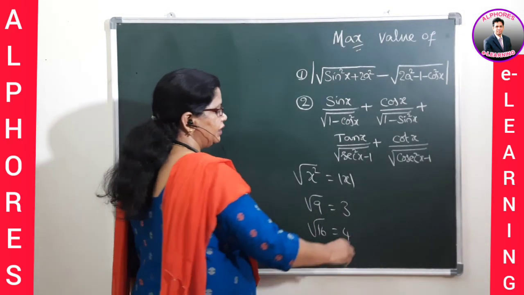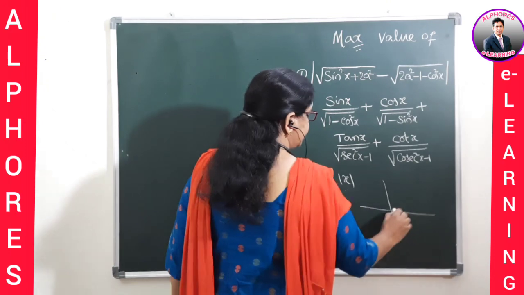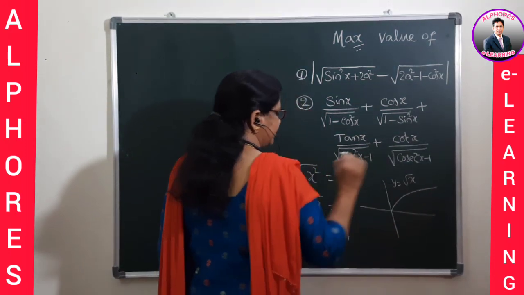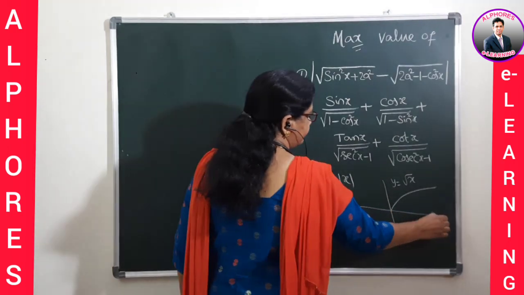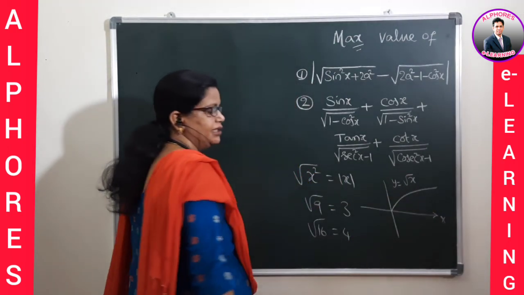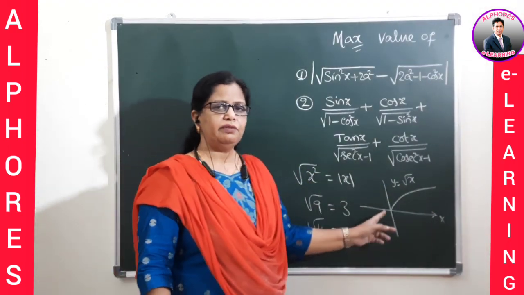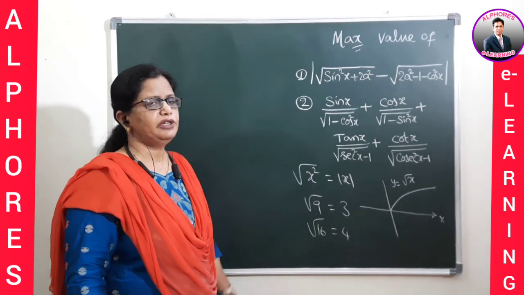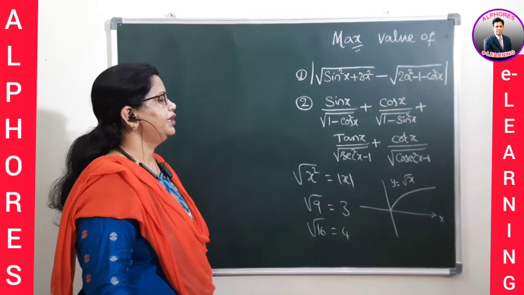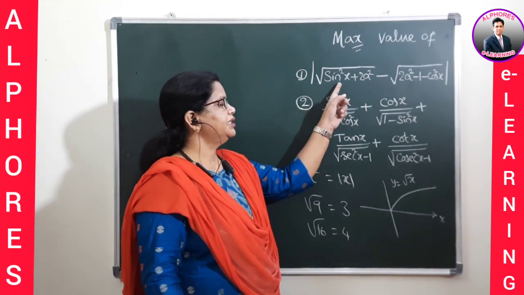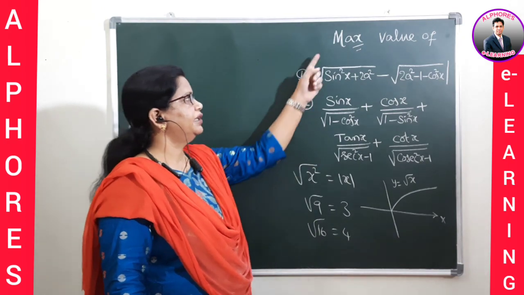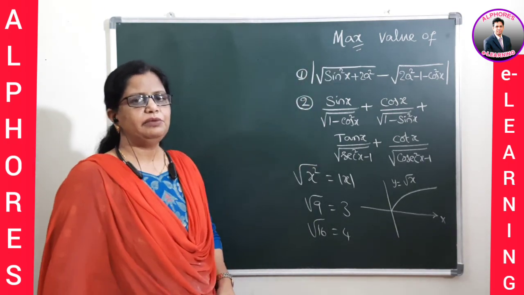The outcome is always positive, and moreover, this is the graph of root x, y equal to root x. That means all the values are falling here above the x-axis. Above the x-axis our y values are positive. So square root means it is always a positive answer. Now once you got a positive answer, students, this is a positive value minus another positive value you have observed, and they are asking about the maximum value.